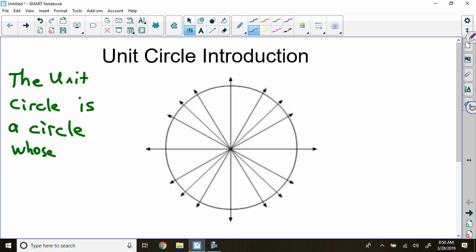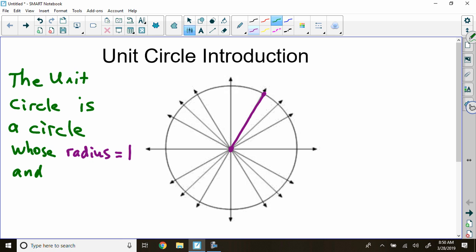If I were to take a circle and go from that point right there to this point right here, there's a name given to that particular line segment. Anybody remember what it is? That part of the circle? It's a radius, right? So by definition, the unit circle is a circle whose radius is equal to 1.